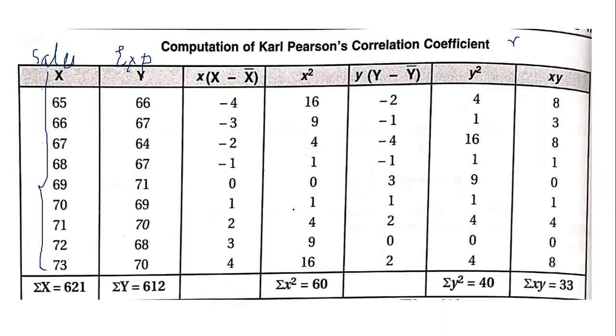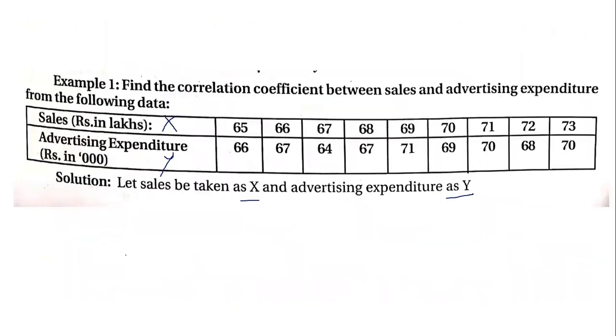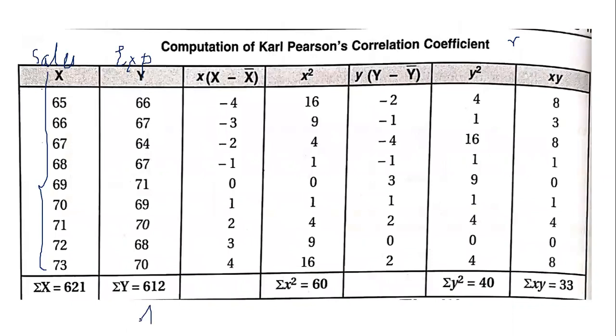Okay. Now, what are the things that we are supposed to find out? We have to find the actual means of the two series. What are the actual means? It is the arithmetic mean. What is arithmetic mean? Sigma x by n. Correct? Now, how many data do we have? 1, 2, 3, 4, 5, 6, 7, 8, 9. So we have 9 data available for both x as well as y.